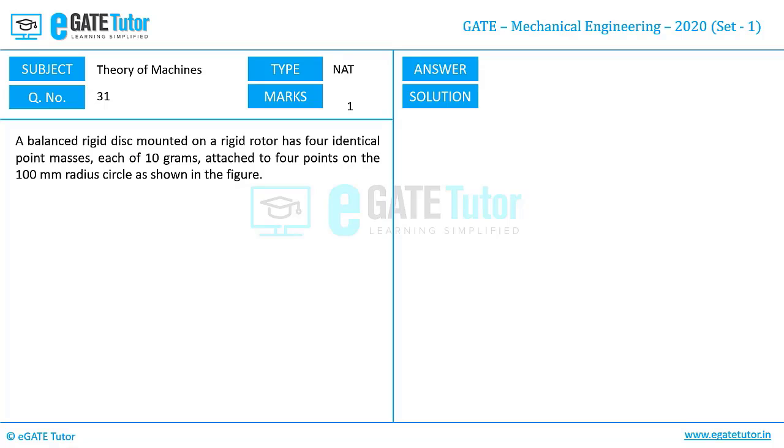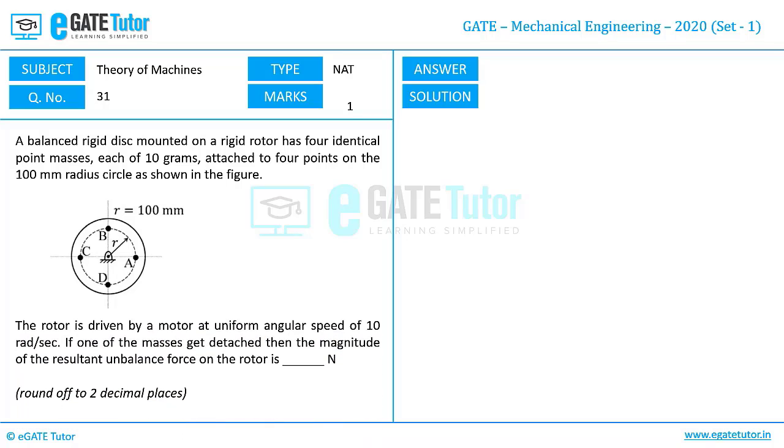A balanced rigid disk mounted on a rigid rotor has 4 identical point masses, each of 10 grams, attached to 4 points on a 100 mm radius circle as shown in the figure. So this is how point masses A, B, C and D are attached to a rotating disk with radius equal to 100 mm.